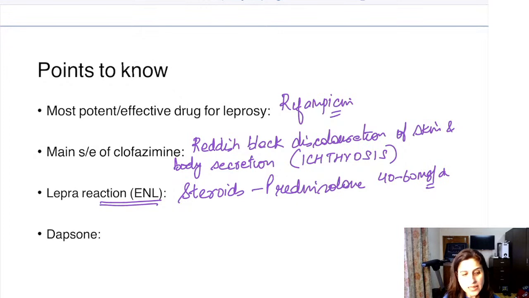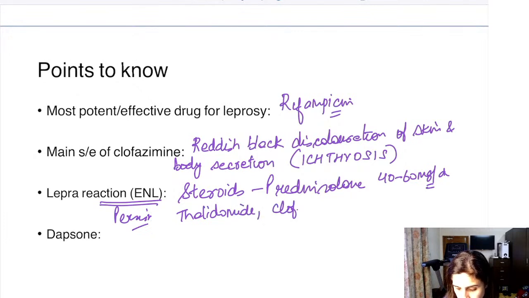And in case it persists, then you can add other drugs like thalidomide, or you can give clofazimine. ठीक है? And continue with the anti-leprotic drugs, you do not have to stop.